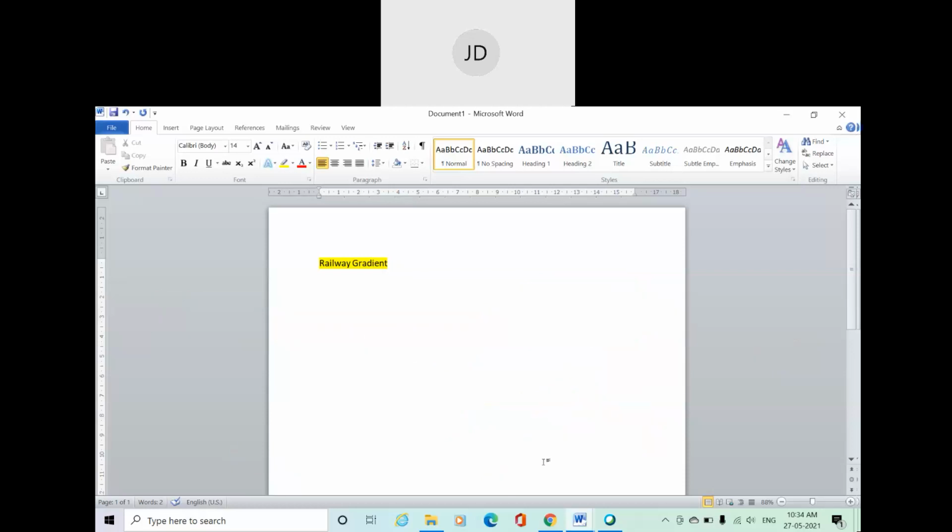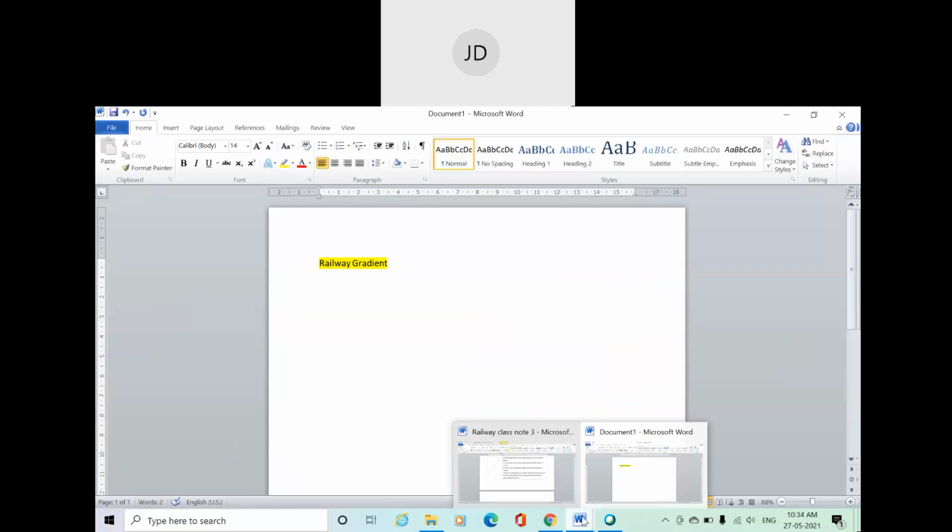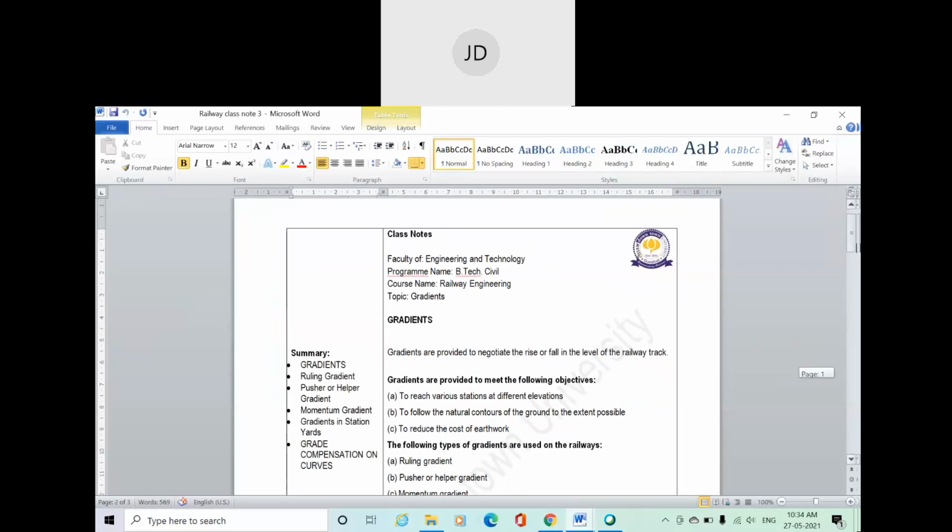Now let me give you a general definition of gradient. So basically, what is gradient? I'll put my class notes. Gradient is a longitudinal slope provided along a railway track. It is provided to negotiate the rise and fall in the level of the railway track.